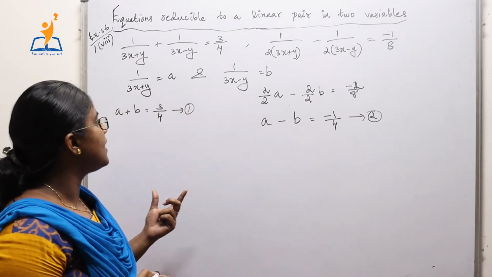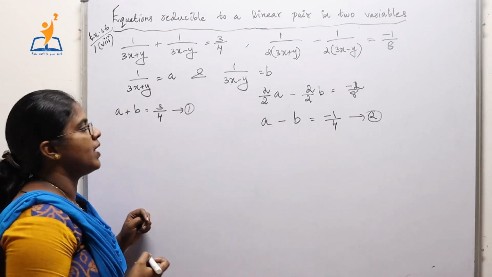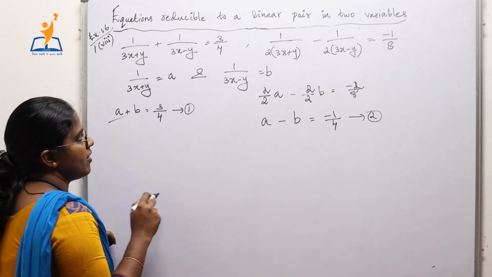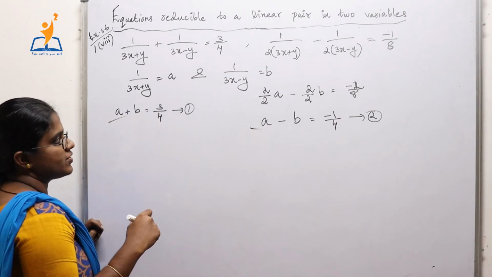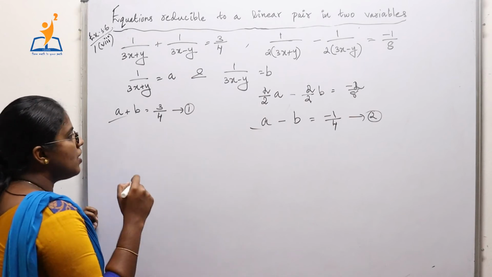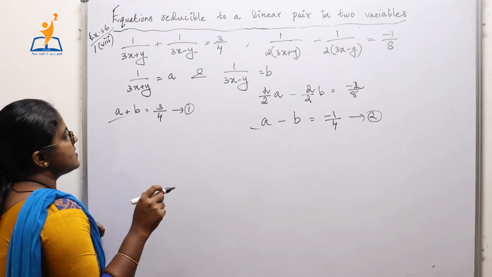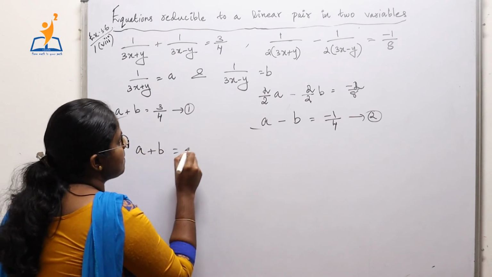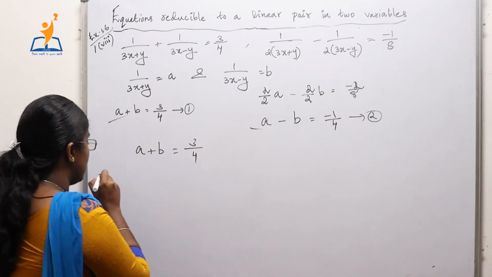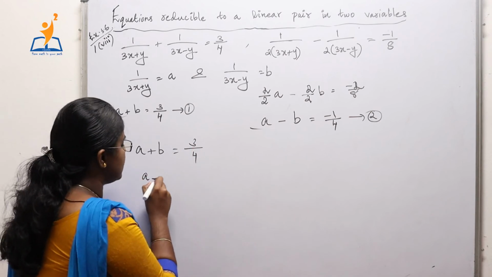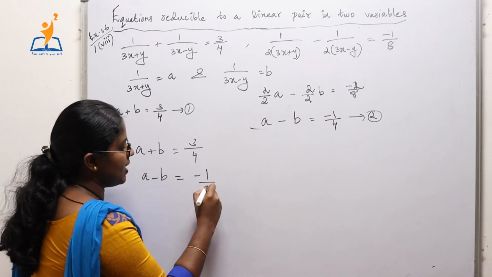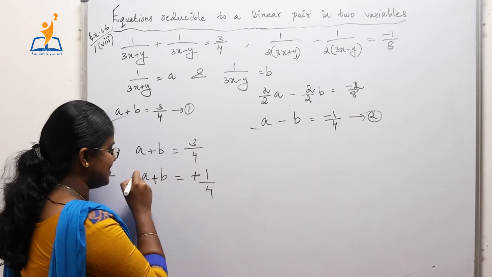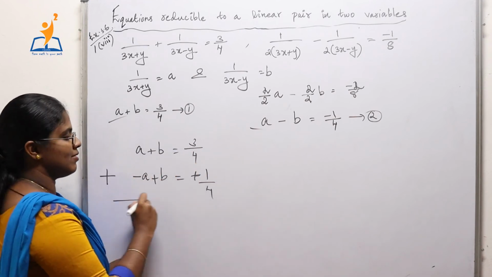So now we got a pair of linear equations in two variables, and we are going to use the elimination method because here we have coefficient of a as 1 and here also we have coefficient of a as 1. So in order to find the solution, we are going to subtract these equations, that is a + b = 3/4 minus a − b = −1/4. In order to subtract, we are going to change the signs and then add these equations.